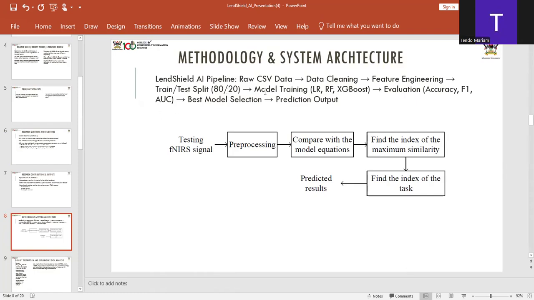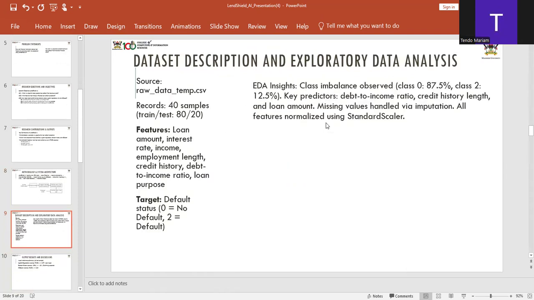Then I conducted model training with logistic regression, random forests, and XGBoost. I carried out an evaluation, and then I did a best model selection and prediction output. The data set description and exploratory data analysis is as follows. So I'll explain.